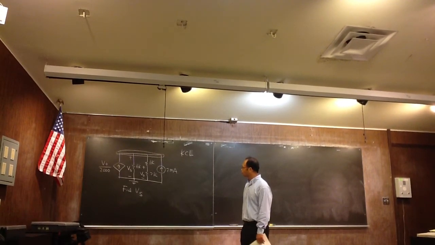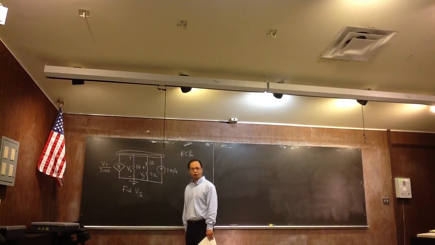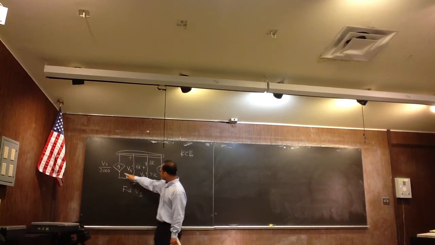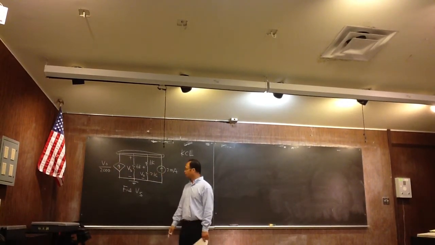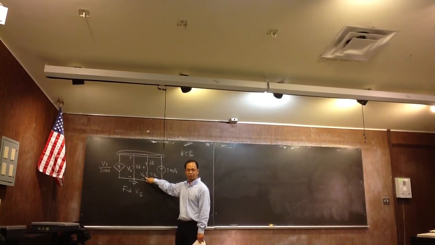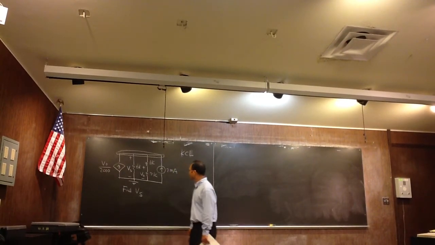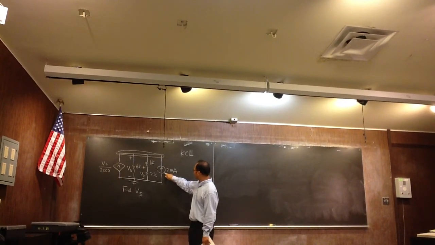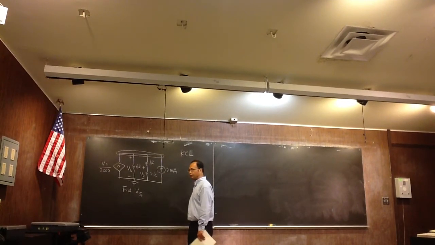Where's V0 at? V0 is right here. So you can see that this current is dependent on this voltage. I have an independent source of 2 milliamp.